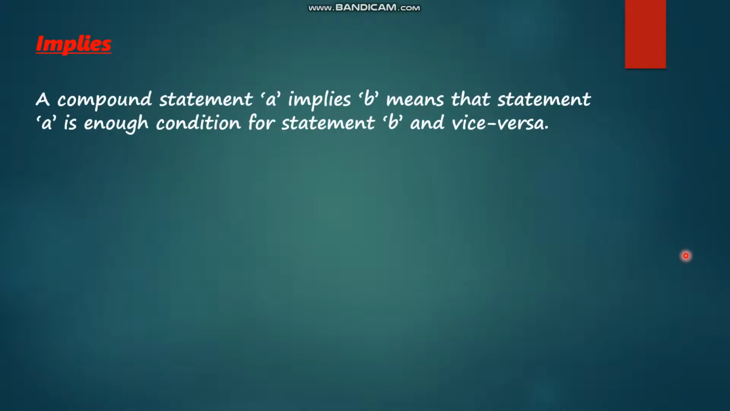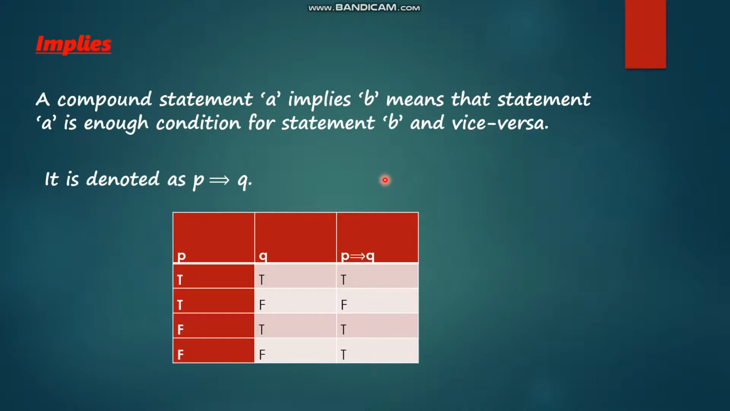The next operation is implies. A compound statement A implies B means the statement A is a sufficient condition for statement B. It is denoted as P implies Q.